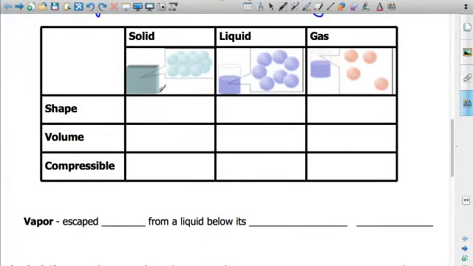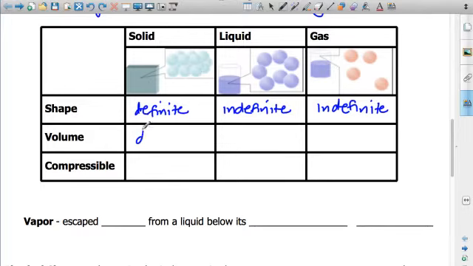I mentioned state of matter. There are three main states of matter. We'll talk about these in greater depth in chapter 13 and 14 later on in the year. A solid is defined as having a definite shape, meaning its shape doesn't change no matter what container it's in. A liquid has an indefinite shape. It's going to take the shape of the container. Same for a gas. It's an indefinite shape.